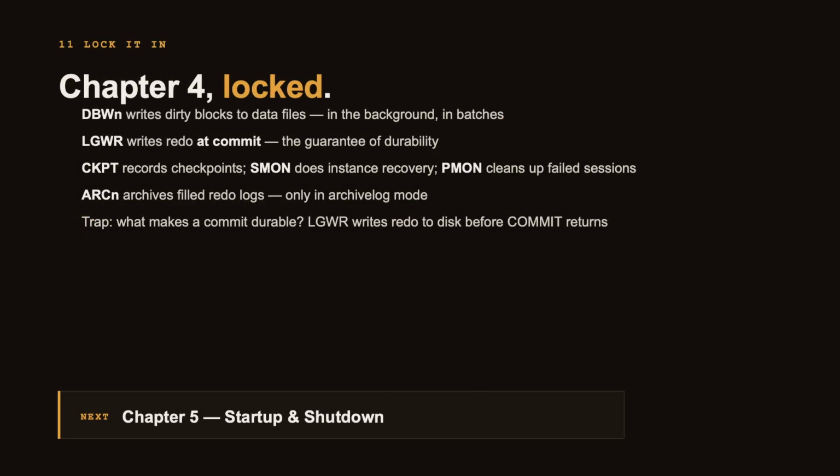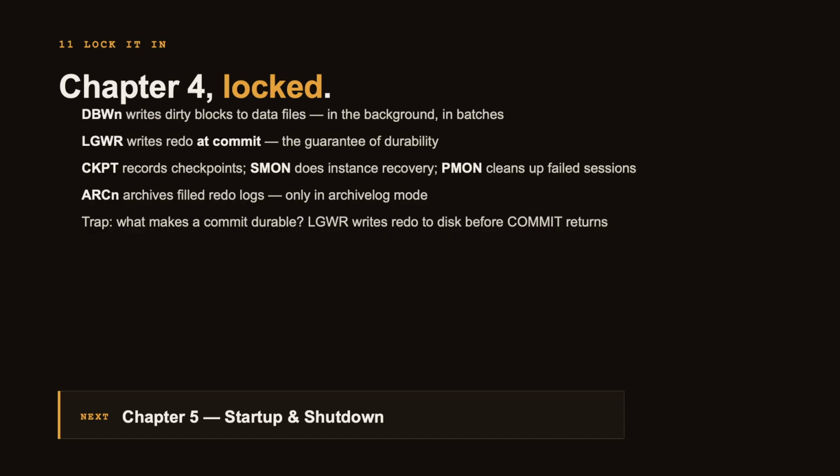let's lock it in. DBWn writes dirty blocks to the data files in the background and in batches. LGWR writes redo at commit, that's the durability guarantee. CKPT records checkpoints. SMON performs instance recovery on startup, and PMON cleans up failed sessions. ARCn archives filled redo logs, but only when you're in archivelog mode.